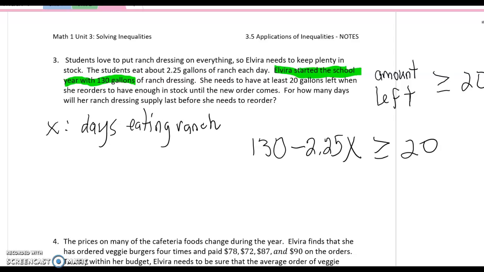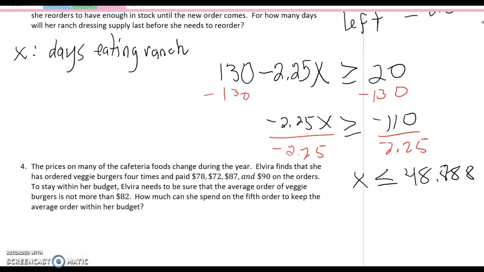So we put that together with our inequality. So here is our inequality expression for this word problem. All right, so when we solve for x, notice that because we divided by a negative towards the end, that inequality symbol had to flip. So now we have x is less than or equal to 48.888 repeating.